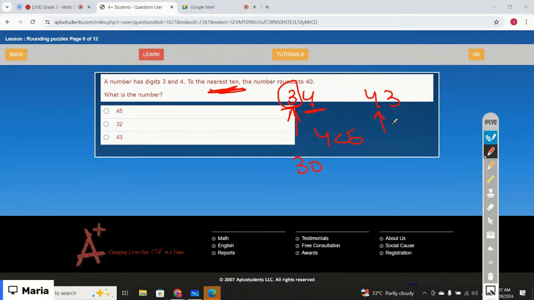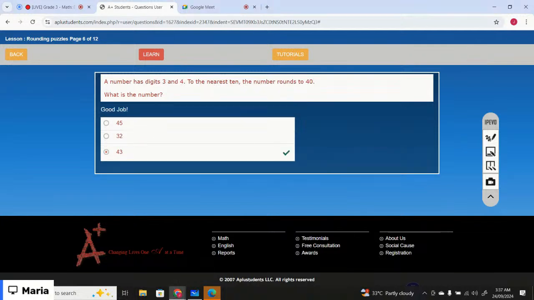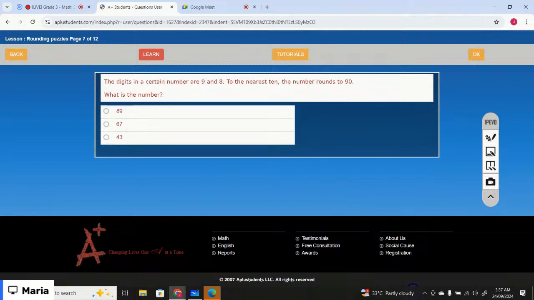Here, 3 is at the tens position, but you look at the digit on the right-hand side of the tens. 3 is less than 5, you need to round to the same 10, it would be rounded off to 40. So the number that is rounded to 40 is 43. So the correct option is 43. Option number 2 is the correct option. In the question you are given which digit you have to round off, right?